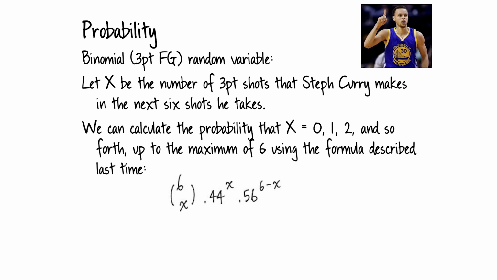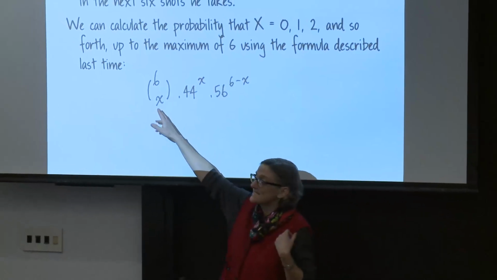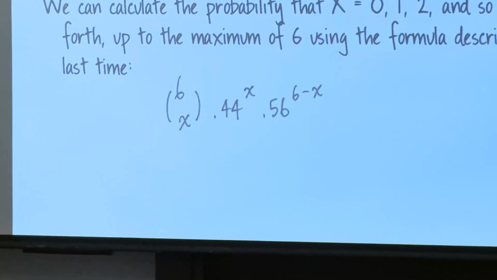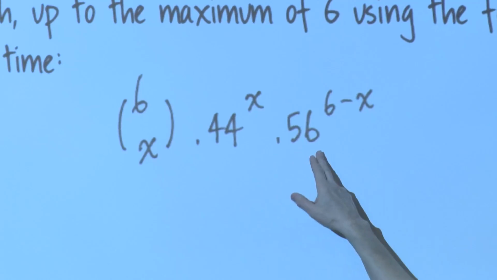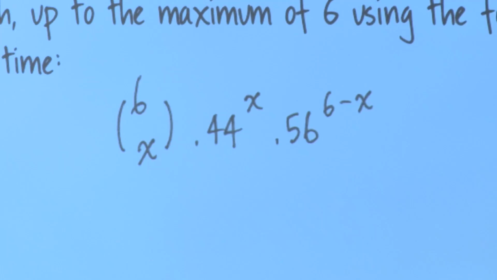But we have a formula here: 6 choose x times 0.44 to the x times 0.56 to the 6 minus x. And remember where this comes from. This is the probability that he makes any particular shot. This is the probability that he misses any particular shot. Without the coefficient out front, that's the probability of any particular sequence of x shots made and 6 minus x shots missed. And if we add the coefficient in front, that counts the number of such sequences there are. Okay? So you guys remember this from last time?